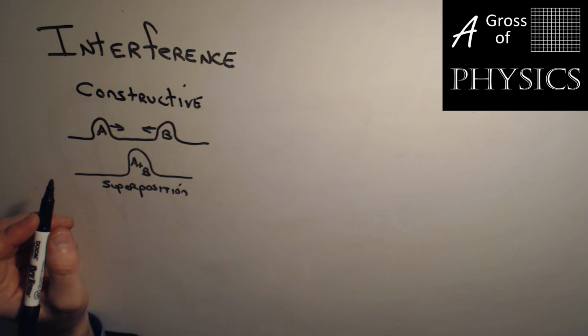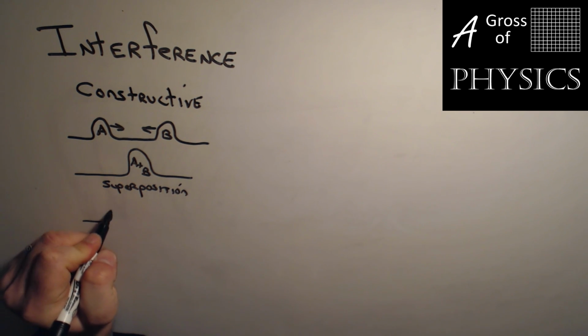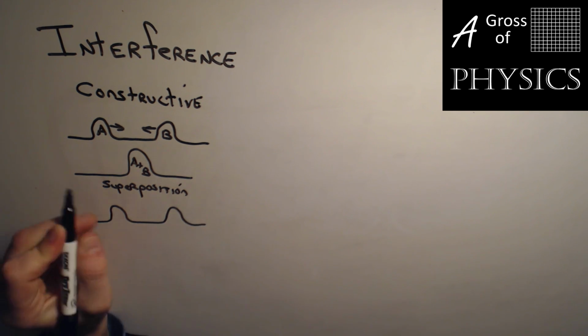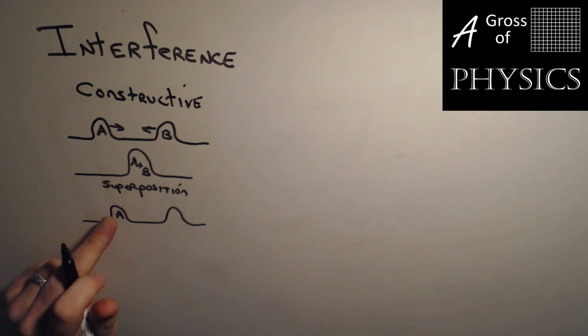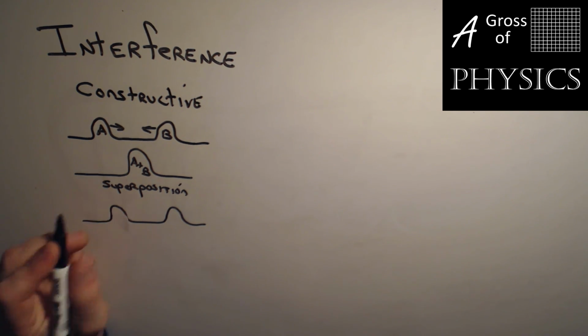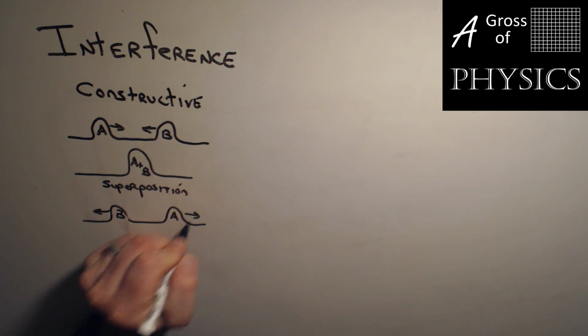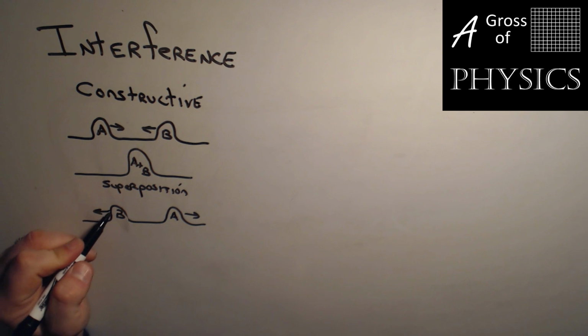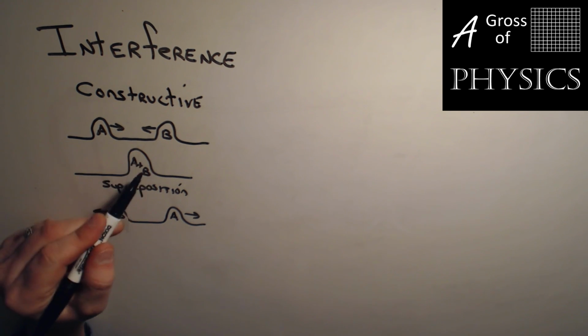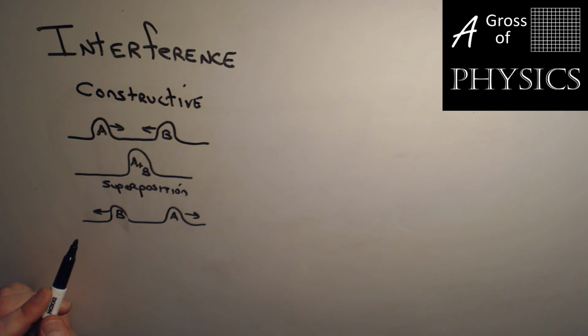Now, unlike particles, though, as they travel, they will continue once they collide to travel in the same direction that they originally were moving in. So B will travel to the left, and A will continue to travel through the right. So they pass through one another, collide in the middle, and then just continue on their merry way.